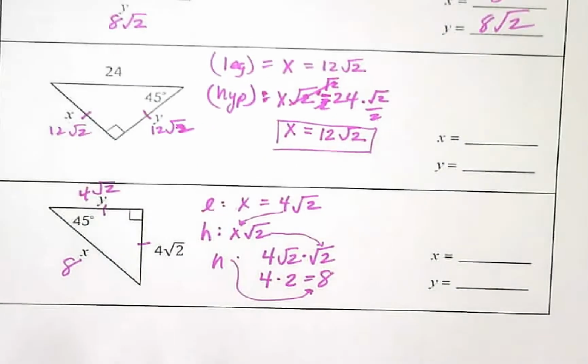Now this unit is divided into two parts. Part 1 is on the 45. So your next page in your booklet is going to be practicing the 45s. Please make sure after you're done practicing that you go correct them, and then come back for part 2 of notes on our second special triangle.